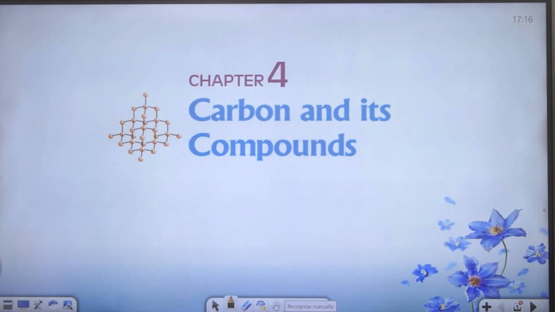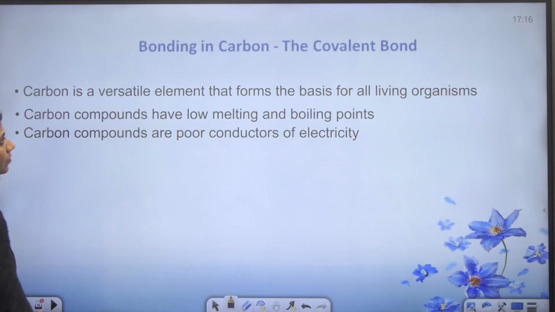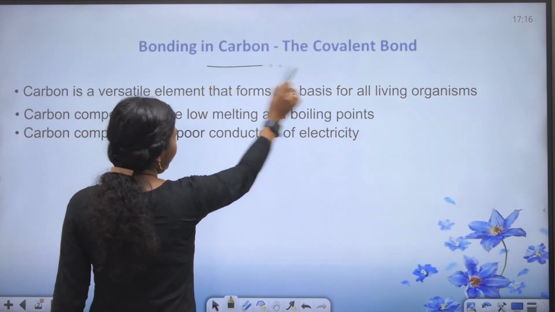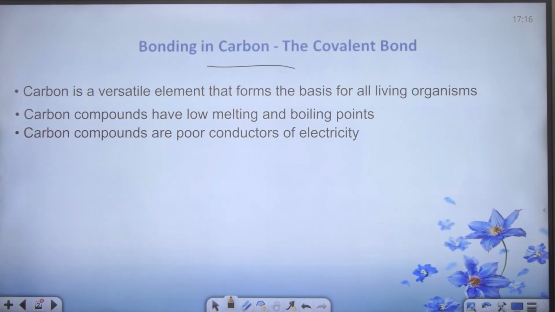Today we are going to discuss our last chapter, carbon and its compounds. First, we are going to discuss bonding in carbon. That is the covalent bond of carbon. We know that carbon is a versatile element that forms the basis for all living organisms.